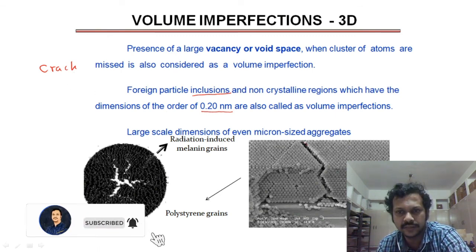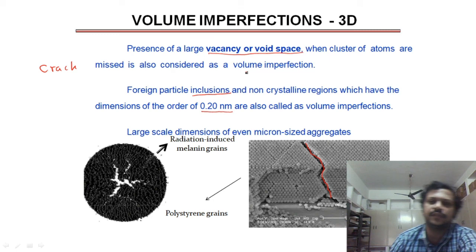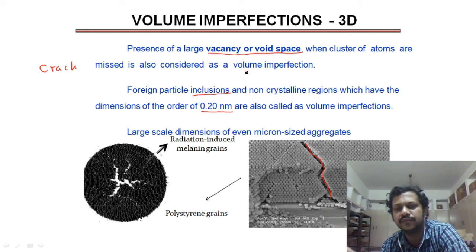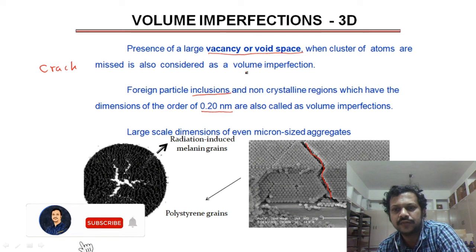Here you can see this is a crack that occurred on the crystal, so it comes under volume imperfection. If there is a large space, a large vacancy or void space, that also comes under volume imperfection. That means if a cluster of atoms is missing, it comes under volume imperfection. Okay, so that's all about crystal defects or crystal imperfections. Thanks for hearing. Thank you.